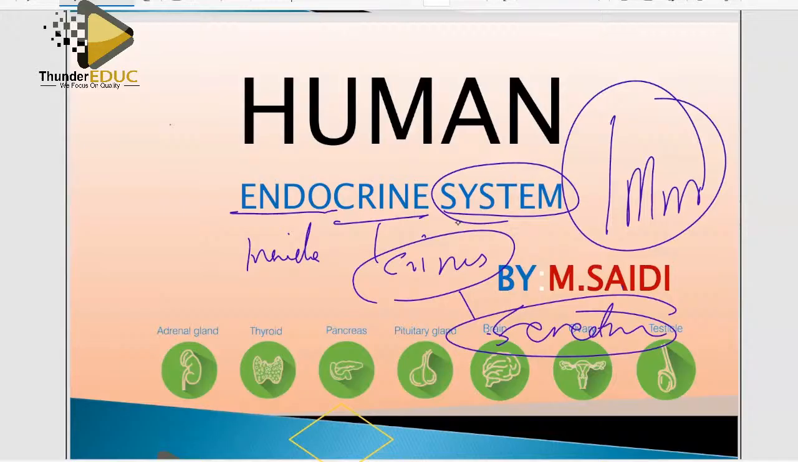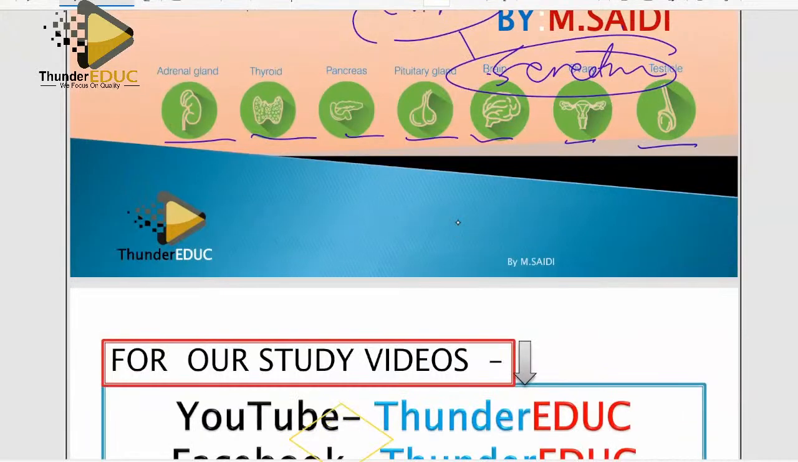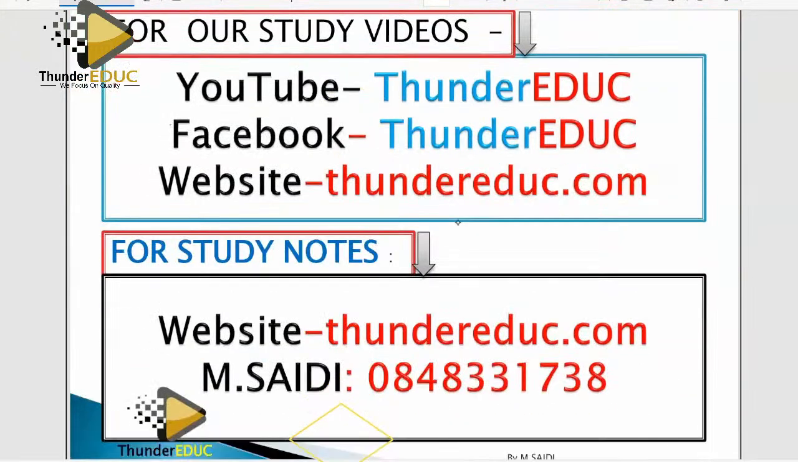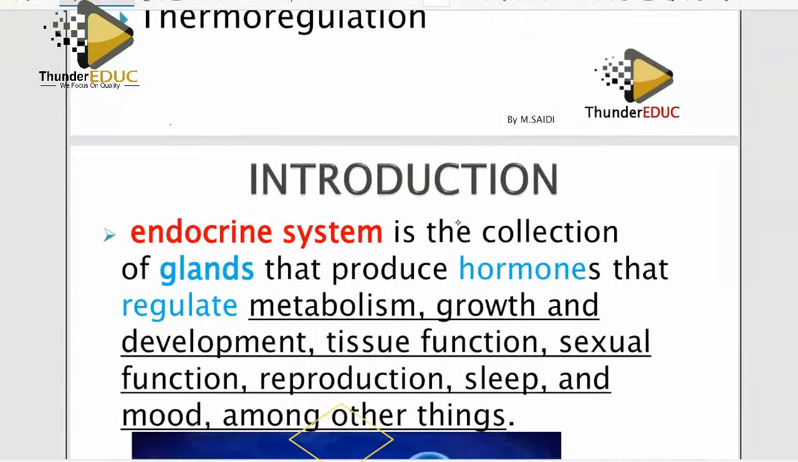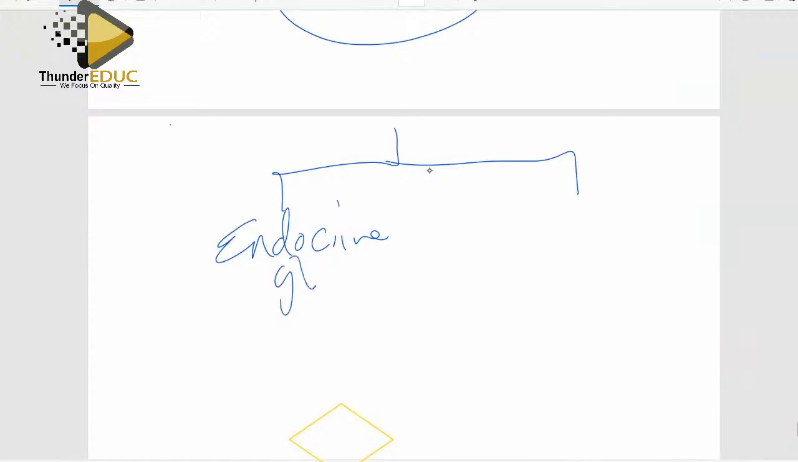So these are some of the glands which are involved in the endocrine system. This endocrine system is divided into two. Let me explain it. The endocrine system is divided into two glands. We have what is called the endocrine glands and then the exocrine glands.